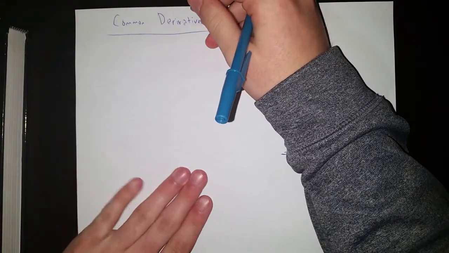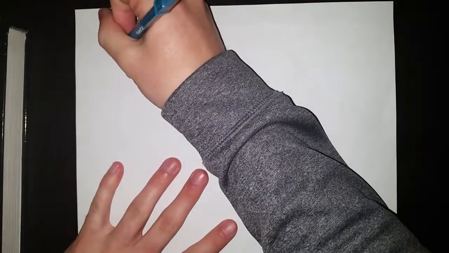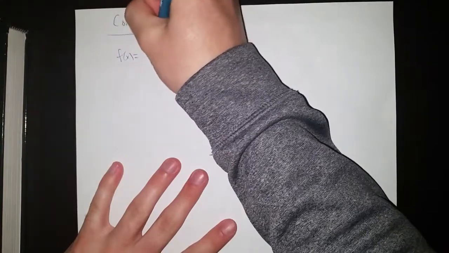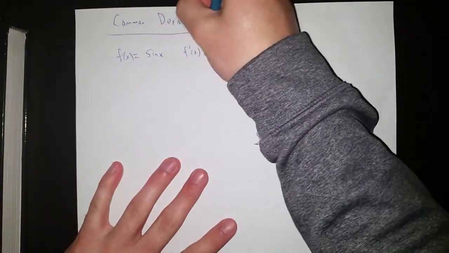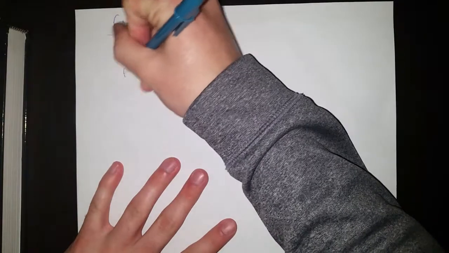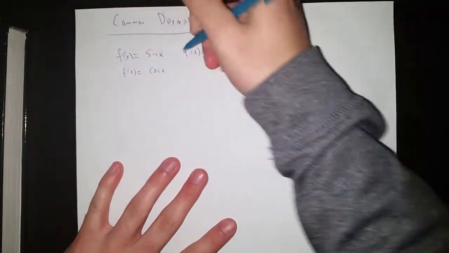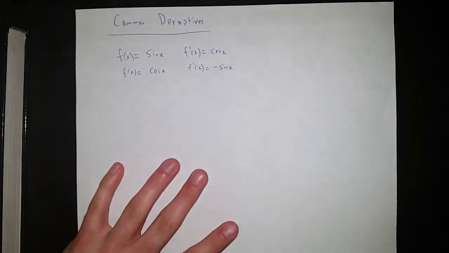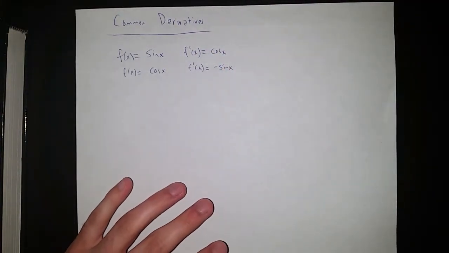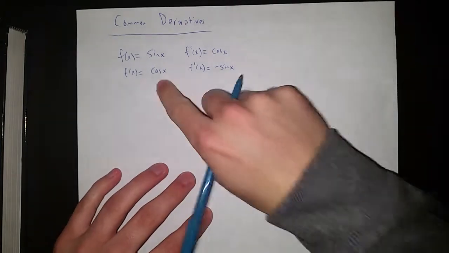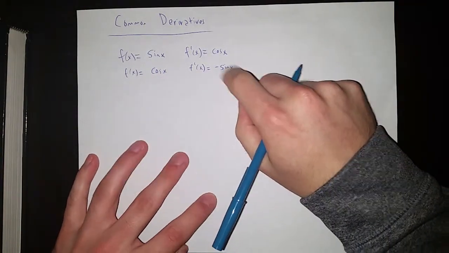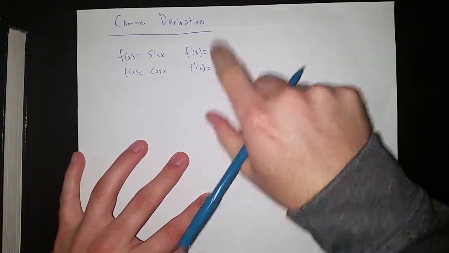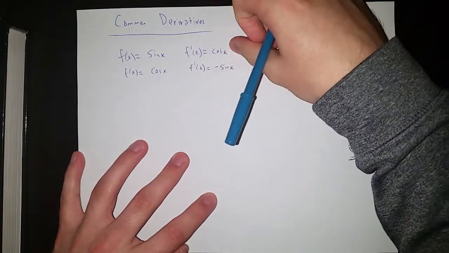Okay, so let's start with the trigonometric functions. So f of x equals sine of x, f prime of x equals cosine x. f of x equals cosine x, f prime of x equals minus sine of x. So you see, this is pretty easy to remember. It just goes in a circle, and then when you are at cosine, you get a minus sign. And then the derivative of minus sine will be minus cosine, and the derivative of minus cosine will be sine.